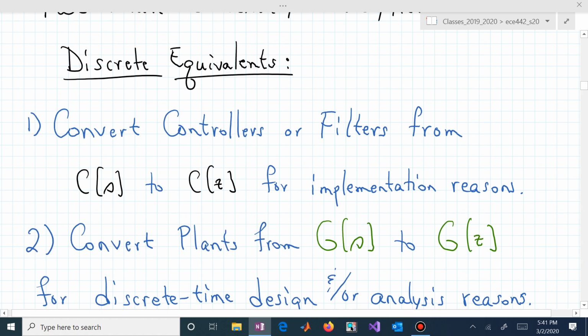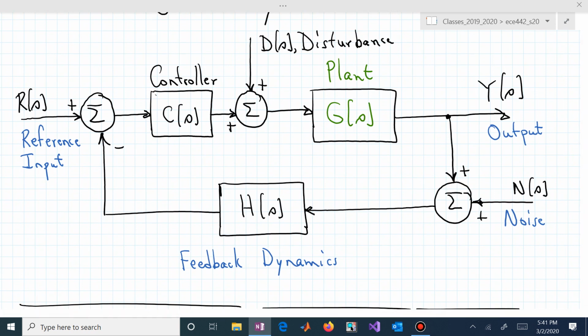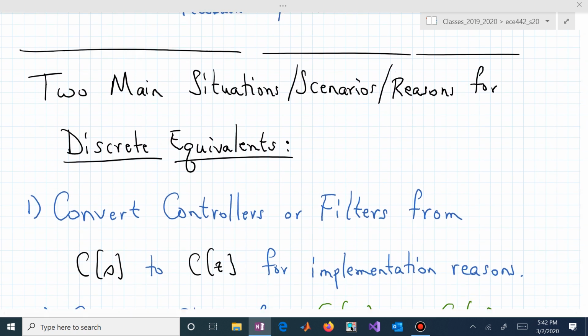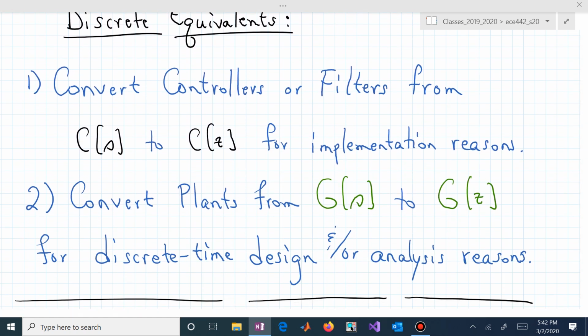And in that case, you can sort of envision what that might look like here. Now you're trying to get rid of that C of S block. So you now have to interface that controller with a discrete implementation, which means somehow you're going to have to sample that error signal and probably inject a sequence of numbers into that system. Well, how do you do that? So we'll talk about that. That's one reason for a discrete equivalent.